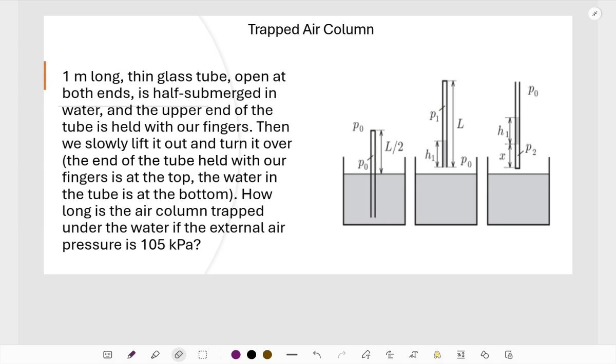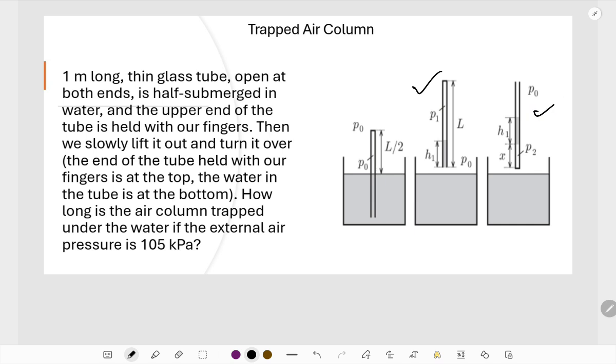And then it is half submerged in water, and the upper end of the tube is held with our fingers. Somebody did it. Then we slowly lift it out. So here we lift it out, and then we turn it over. Okay, the picture is here.